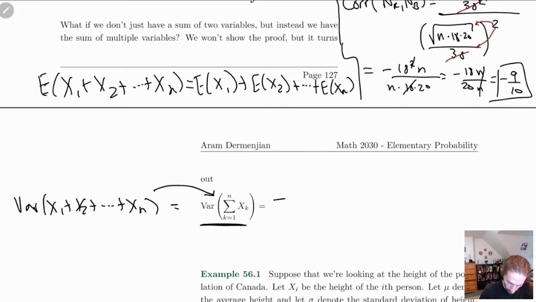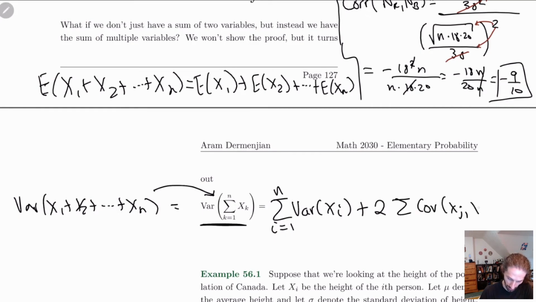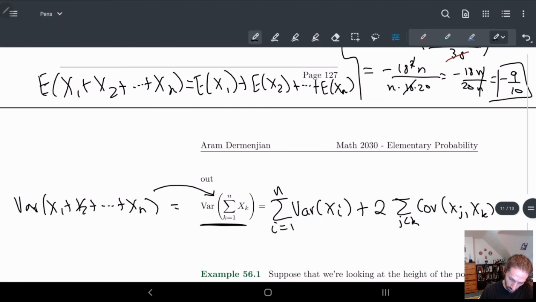Well, the first thing we should expect is having all the variances, so I'm going to sum up over all the variances. I have each one of them. But I'm also going to need all the covariances. So I'm going to need the sum of all the covariances between Xj and Xk, where j is less than k. Now this notation, I'm sure a lot of you have not seen before. What this is saying is we're going to sum over every single pair j, k where j is less than k.